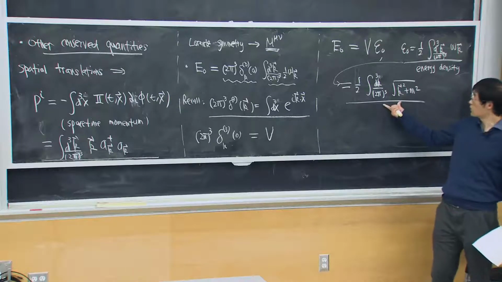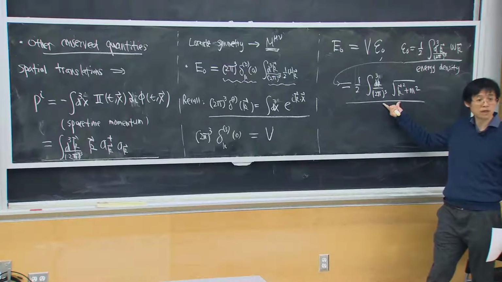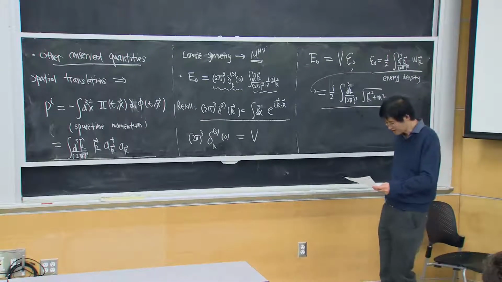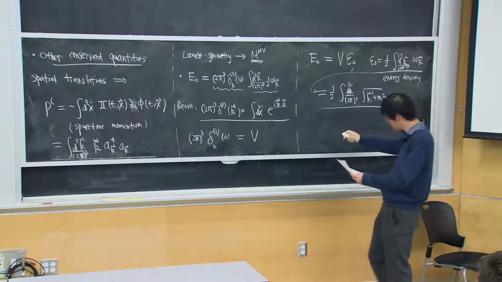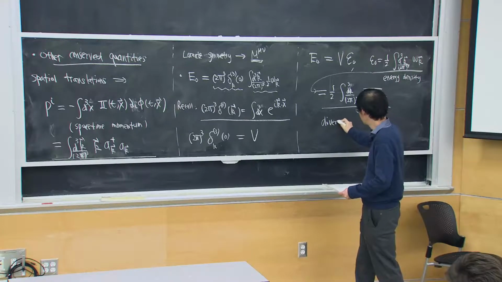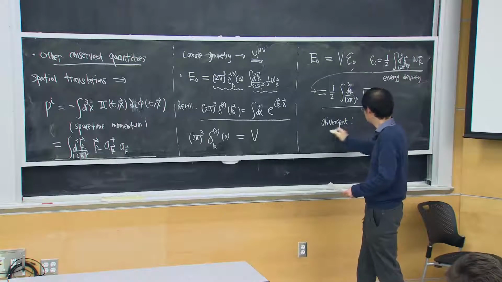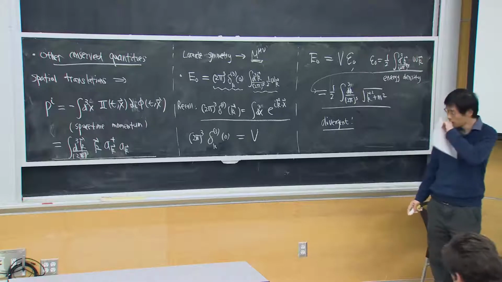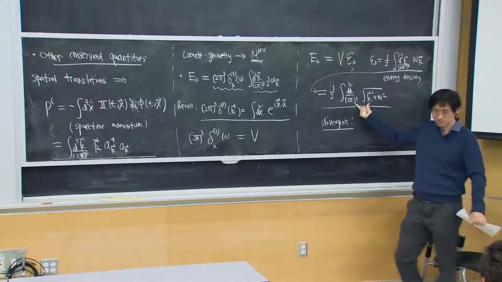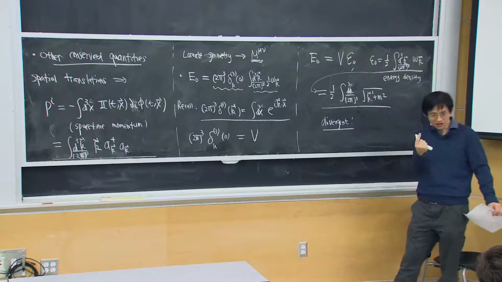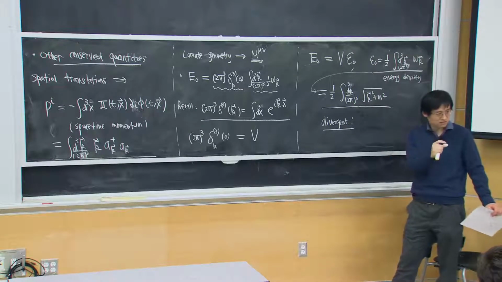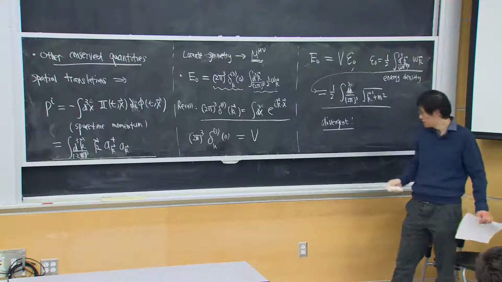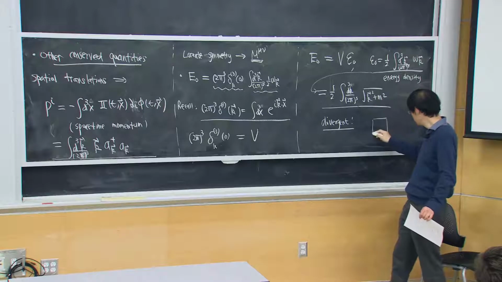Good. So how do you like this integral? Can you do it? No, it's divergent. So it's fruitless to do this integral because it is divergent. And there is a very good physical reason for this divergence. This is just energy density, essentially the energy per unit volume. Let's imagine you have a unit volume here.